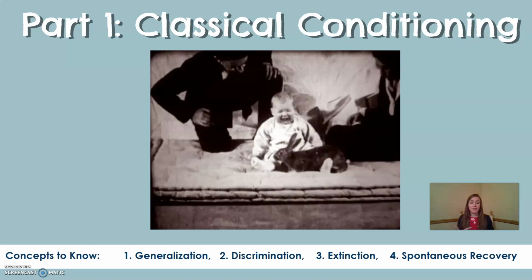What he then found out was if he would continuously present the white rat to Albert without the sound, eventually the conditioned response, that fear response, would go away. It was as if Albert kind of understood that they were no longer paired anymore and he was not producing that fear response or that conditioned response. This is extinction, where that conditioned response starts to go away after the pairing of the unconditioned stimulus and the conditioned stimulus are separated.